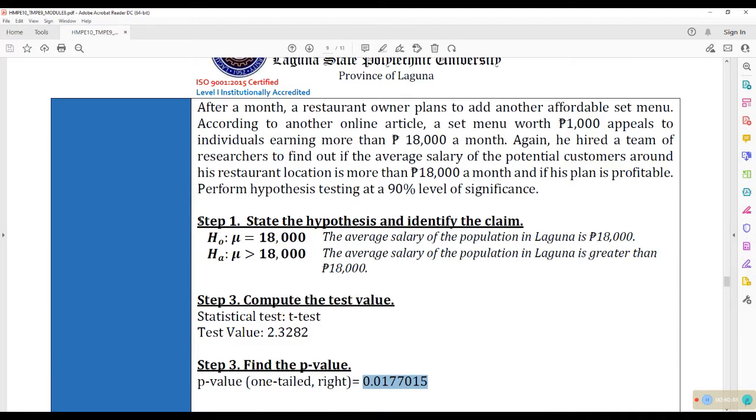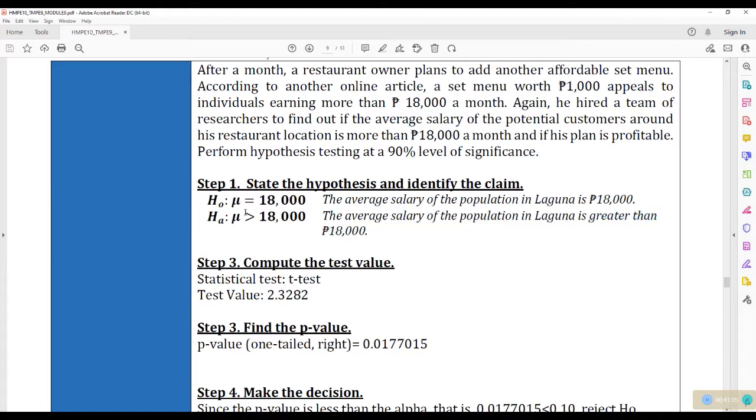So, step 1 first. State the hypothesis and identify the claim. The average salary of the population in Laguna is 18,000. The average salary of the population in Laguna is greater than 18,000. Those are our sentence forms. Take note, our symbol is now pointing to the right.